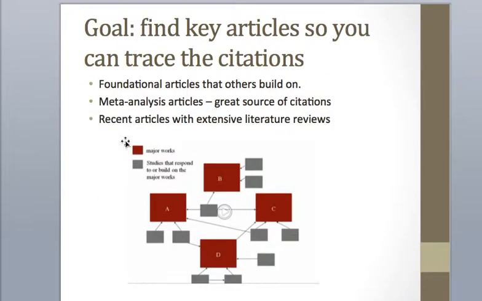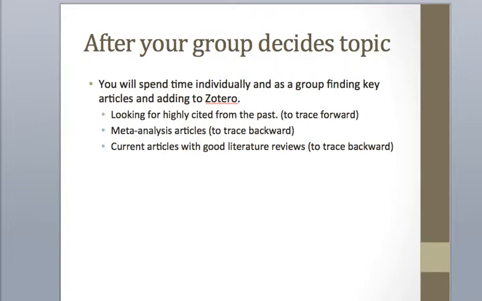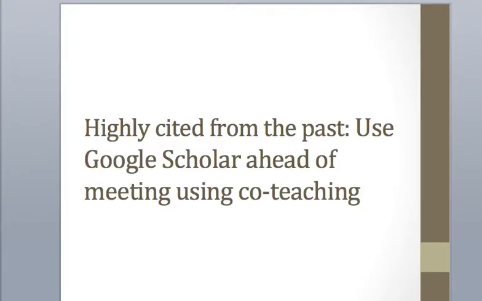The main strategies are going to be these. I'm going to demonstrate these now, and I want you to practice each one before you get together with your group, because you're going to have to do these when you're together with your group, and you don't want to be trying to figure them out for the first time with your group. All right. First one is find highly cited articles from the past, those big foundational articles. Use Google Scholar to do this. We're going to have you practice this before you get together in your group.